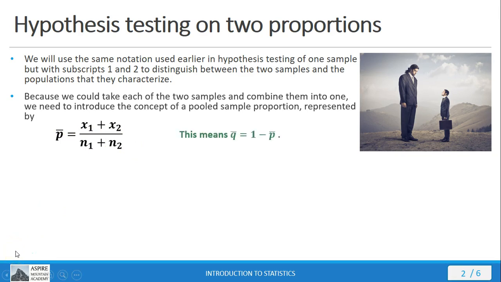Of course, Q bar is just the complement of P bar. So when we see that in the equation, we know that we're just going to have to subtract P bar from 1 to get Q bar.